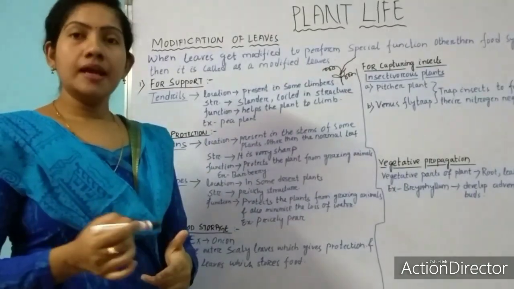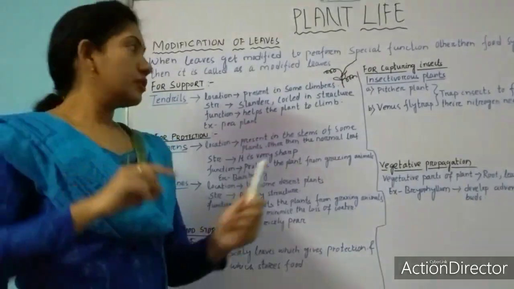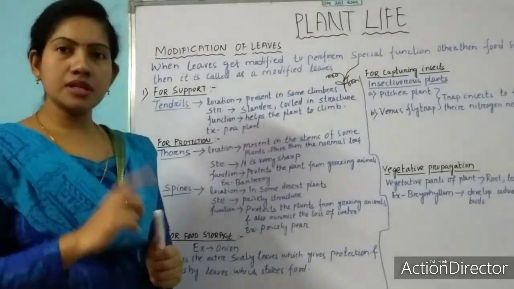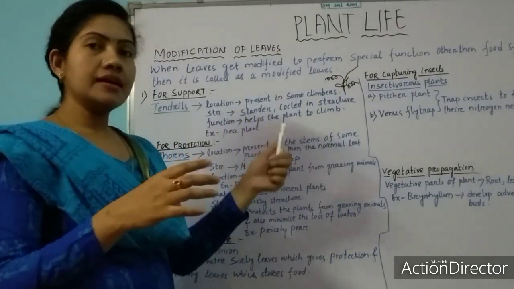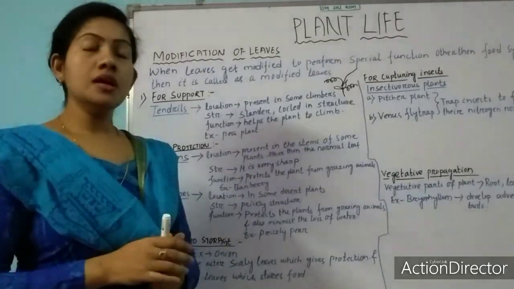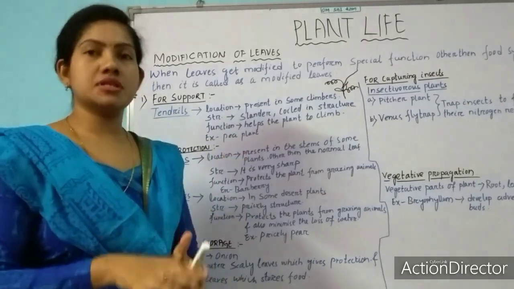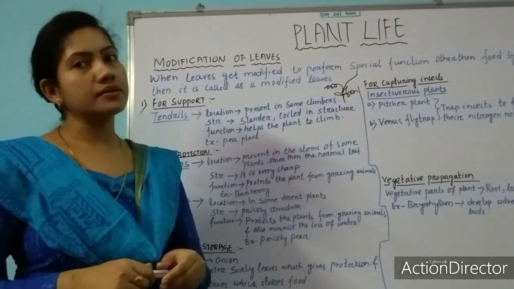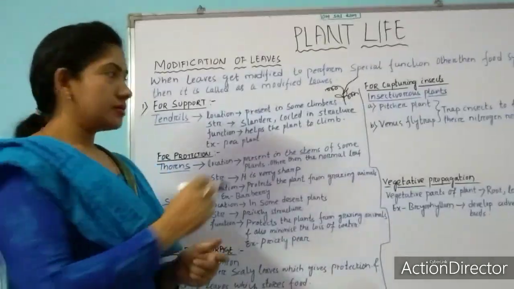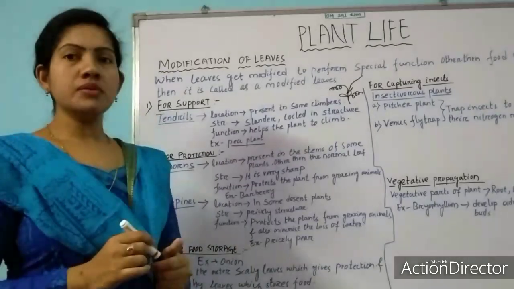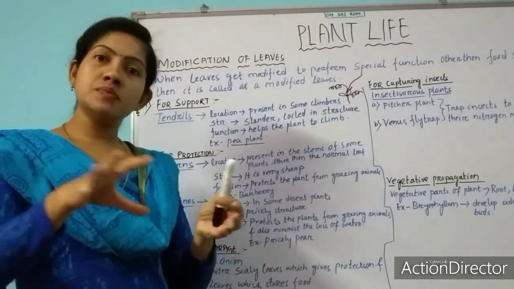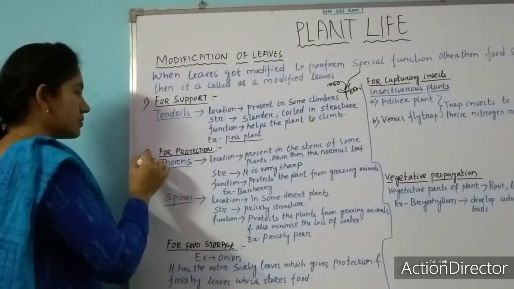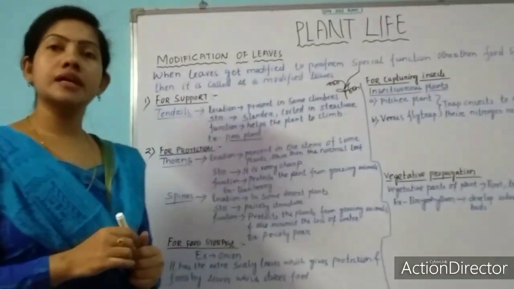Function: it helps the plant to climb. Again I am repeating, the structure of a tendril is slender and coiled. Location: present in some of the climbers. Function: helps the plant to climb. Example we can write here, pea plant. Pea plant is an example of a climber which bears leaf tendrils. Second, for protection. The first one was for support.